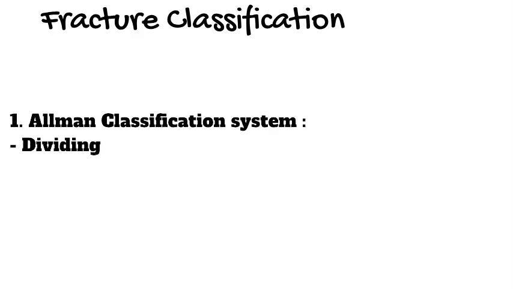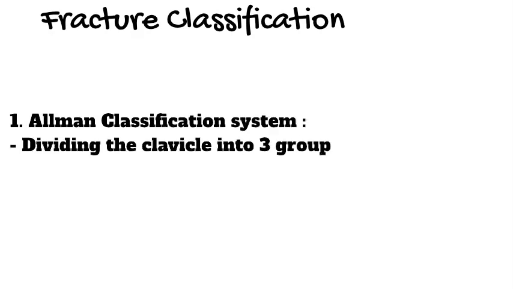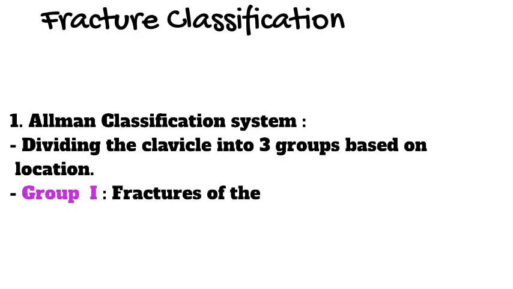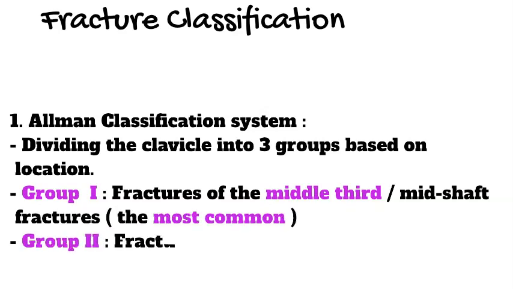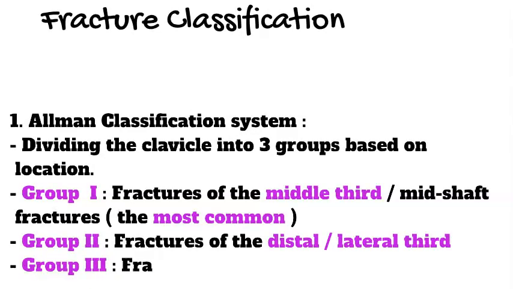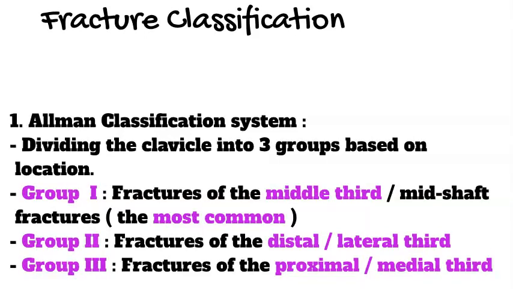Regarding fracture classification. Number 1, Allman classification system, dividing the clavicle into 3 groups based on location. Group 1, fractures of the middle third or midshaft fractures, the most common. Group 2, fractures of the distal or lateral third. Group 3, fractures of the proximal or medial third.